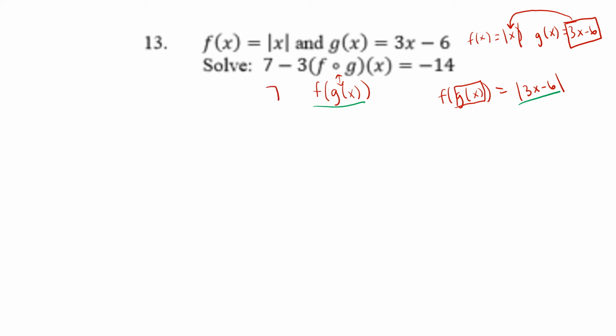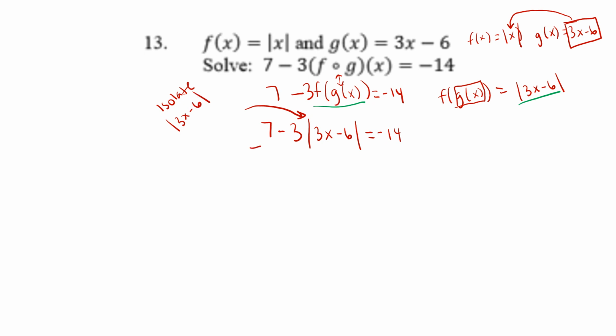Okay, now let me rewrite the equation. We still have 7 minus 3 f of g of x equals -14. So we go 7 minus 3, f of g of x we just found was absolute value of 3x minus 6, equals -14. Now we're set up like some of those problems that we just went through. We're going to solve that for the absolute value. So we isolate the absolute value of 3x minus 6.